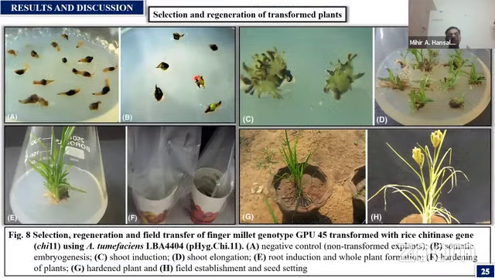This is the tissue culture protocol of the transformed plants. Here, B shows the hygromycin-resistant transformed plants. C shows the shoot induction. D shows the shoot elongation. E shows the root induction. F and G show the hardening of the plant. And H shows the field establishment of the plant.